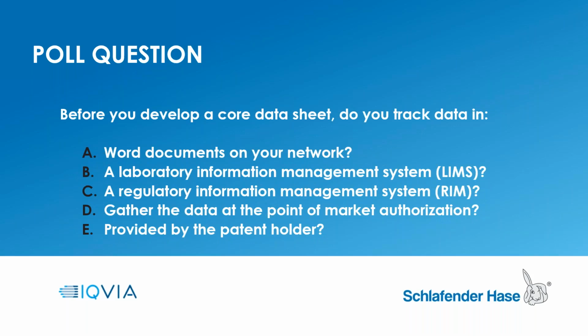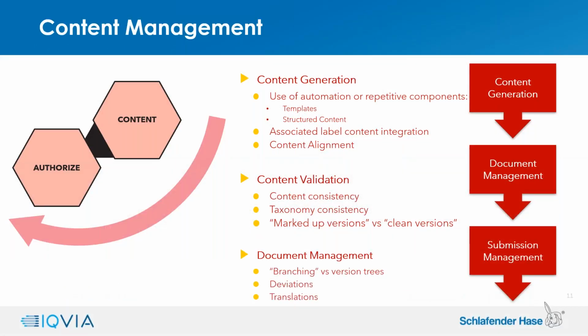Let's see, there we go. So around that content generation, you start with that label data, but you're also using that label data that you've confirmed through the change management process, and you're using that to generate content to be used at both the core level as well as for local labeling.